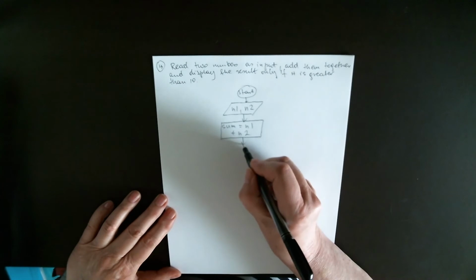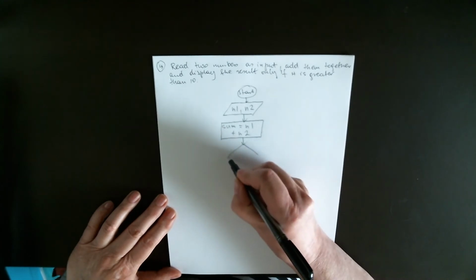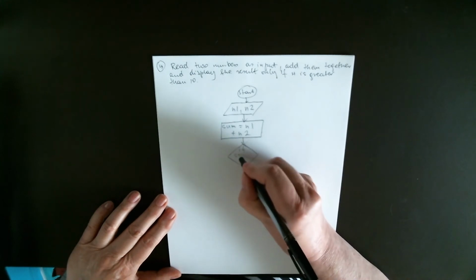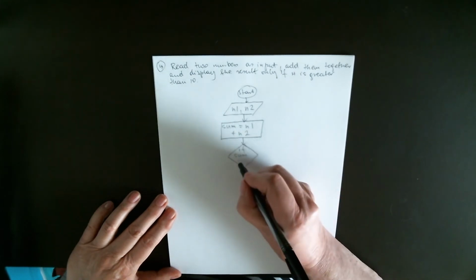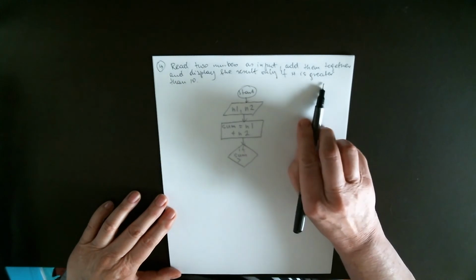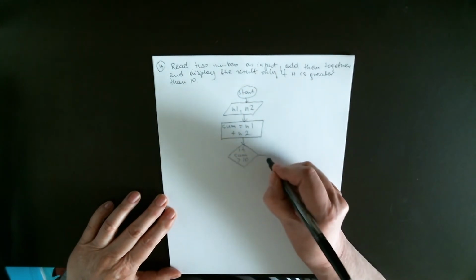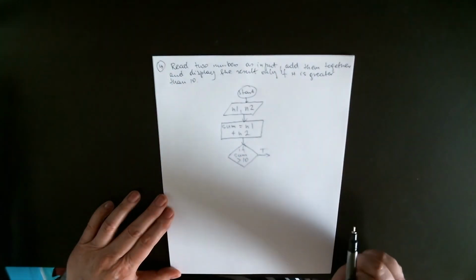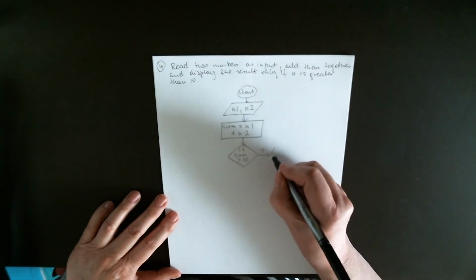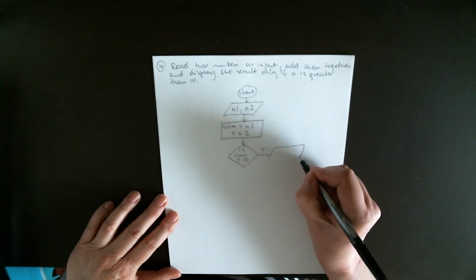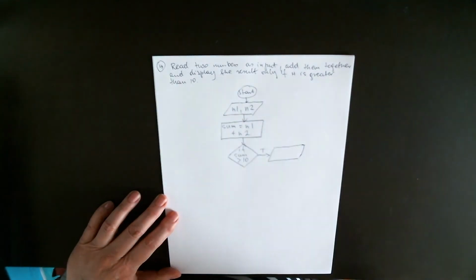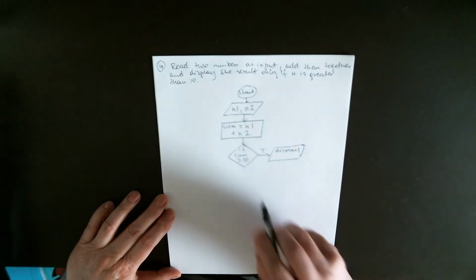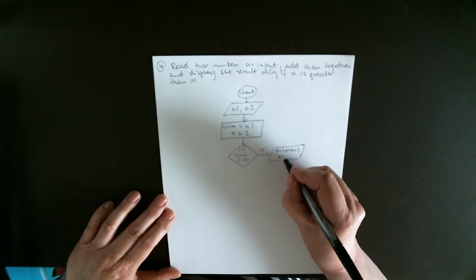Let's do it. How? Well, decisions. So if sum is greater than 10. If this is true, what are we supposed to do? We are supposed to display the sum. What's the shape? Parallelogram. All right. Ta-da! And now we say display. Display what? Display sum.